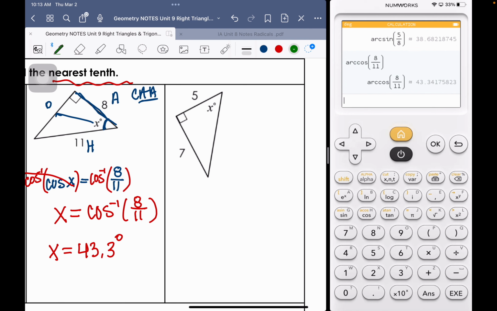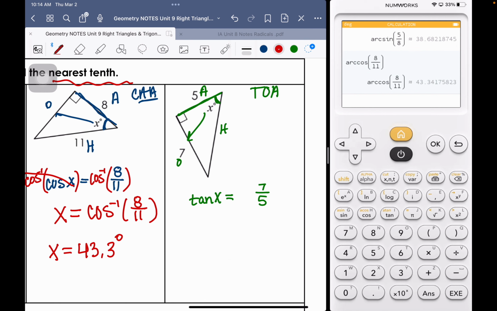Okay, our next one, x is right here. Across from our x is our opposite side. The side that makes part of our angle is our adjacent side, and across from our right angle is our hypotenuse. So we don't really need our hypotenuse this time, but we are working with TOA, tangent. Okay, so the tangent of x is equal to 7/5.